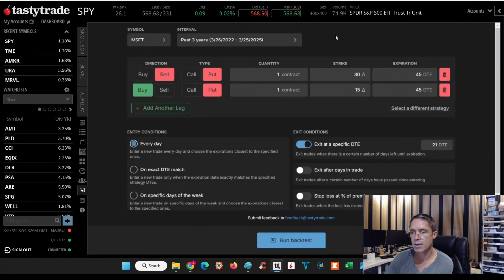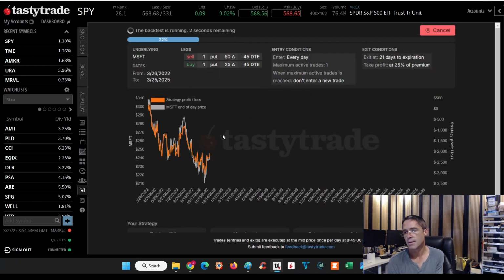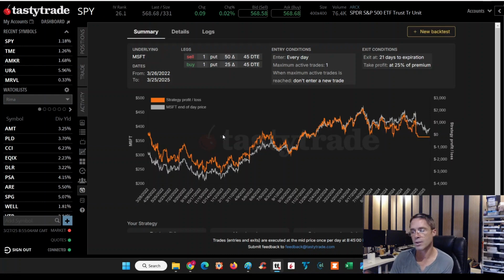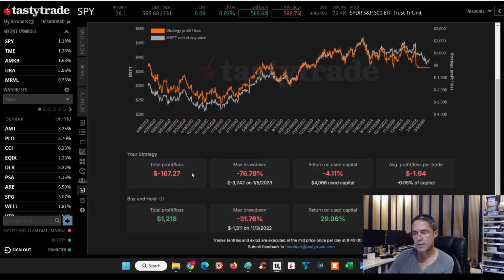So then what you can do is go back and amend your numbers. I don't know, let's try 50. So that's an at the money and a 25, buying a 25 put as your spread. Run the backtest, leave the profit take. My point in demonstrating this is that you can now mess around with strategies and see which one floats your boat or which one works on the stock that you are interested in. So here we go, here's the next one. It made a loss of 167, drawdown is 76%, and return on used capital minus 4%, blah, blah, blah. If you'd held the stock, you would have made 1,000.